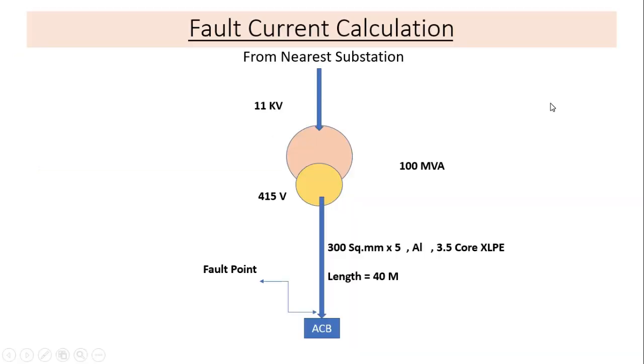So let's get started. Here, as you can see, this is the SLD where we can see the incomer from the nearest substation, and this is the power transfer. This is a step down transformer, which is 11 kV by 415 volt, and capacity is 100 MVA. From the secondary point of this transformer, the cable is going to the ACB incomer, which is the main LT panel incomer. Up to here we have already calculated the maximum fault current in a previous video.